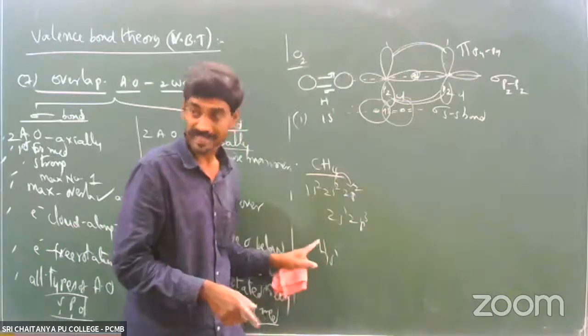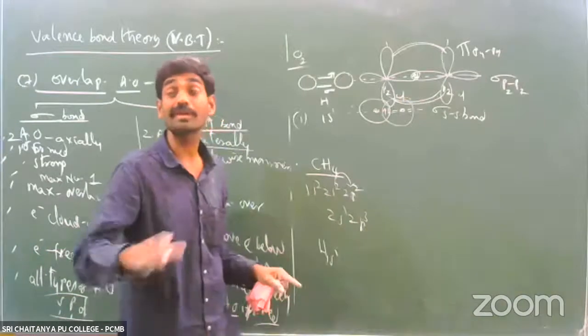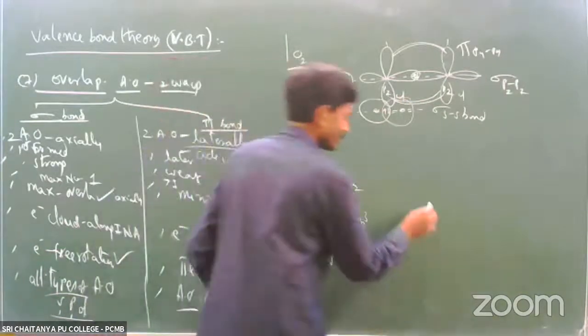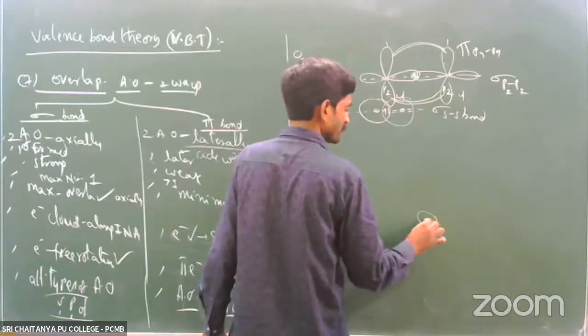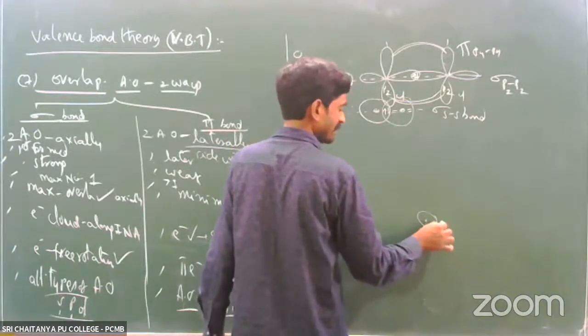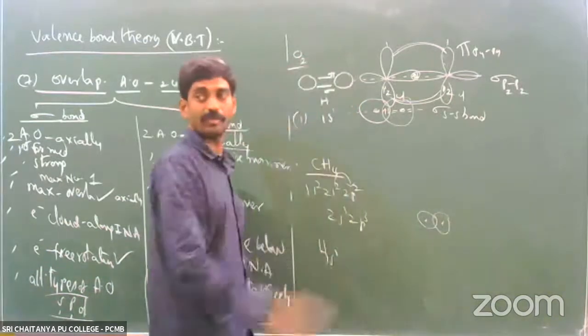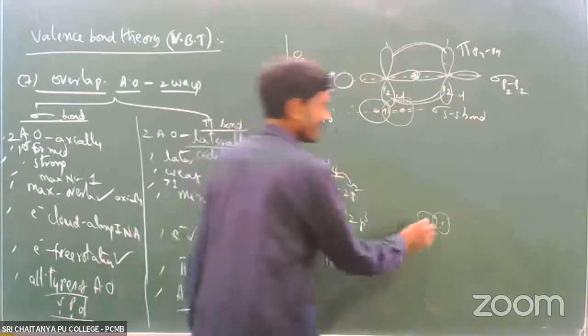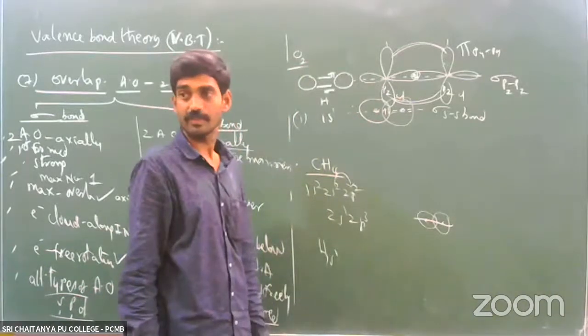Here is the s atomic orbital of carbon, which is half filled, and this is the s atomic orbital of hydrogen. Both overlap axially, on the axis. So they overlap like this: this is the s atomic orbital of hydrogen and this is the s atomic orbital of carbon. Then they form a sigma ss bond.